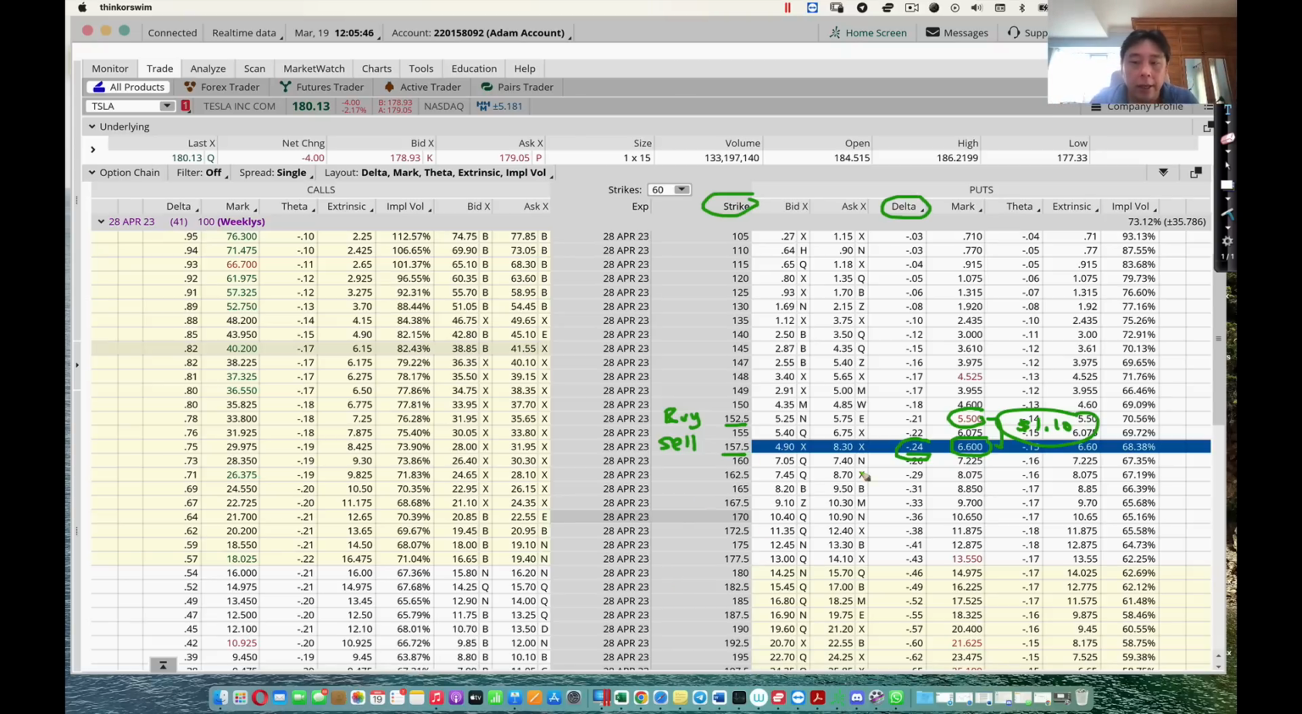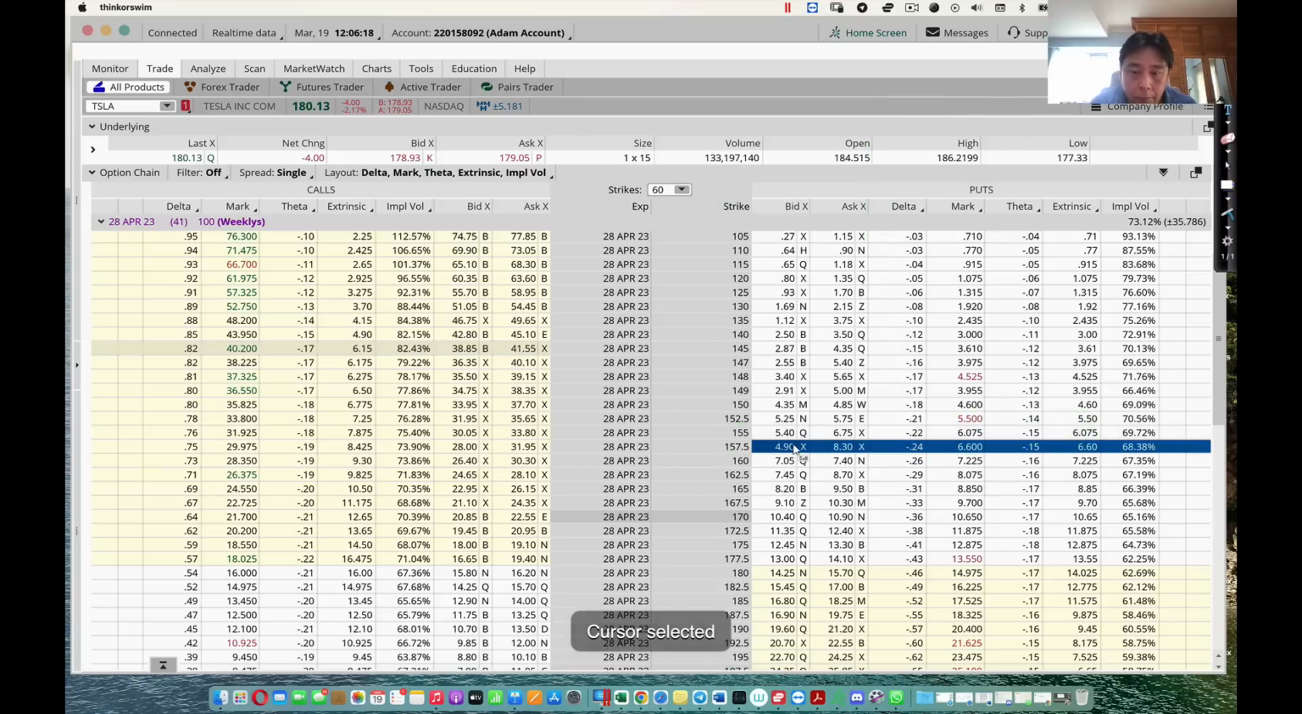So theoretically, by choosing the 24 delta, that means there's a 76% chance of you making money, which is not bad, right? Like I said, I want at least a 70% chance of making money, at least a 70% win rate. Now, these probabilities are not something I pull out of my ass, right? These are actual statistics generated by the system, okay? So it's based on probability. Got it? All right. So let me show you how I would set that up.